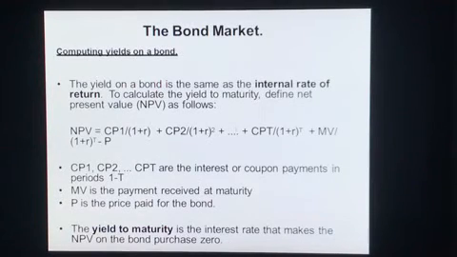So in the bond market, basically we are supposed to calculate the yield on that bond. Yield is the actual return that we can earn by investing in that particular security. Yield on a bond is the same as the internal rate of return we have already calculated previously. To calculate yield to maturity, we define the net present value, the rate of interest at which the net present value becomes zero. The yield to maturity is the interest rate that makes the net present value of the bond purchase zero.